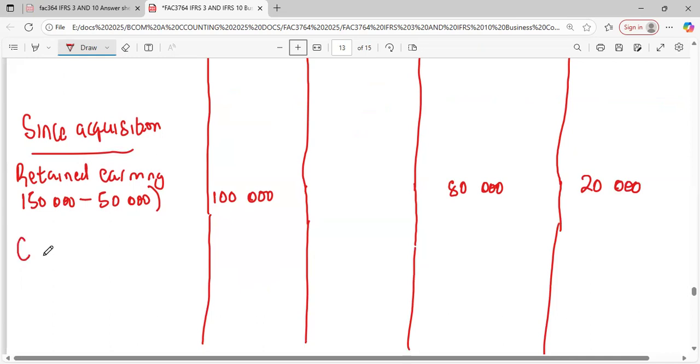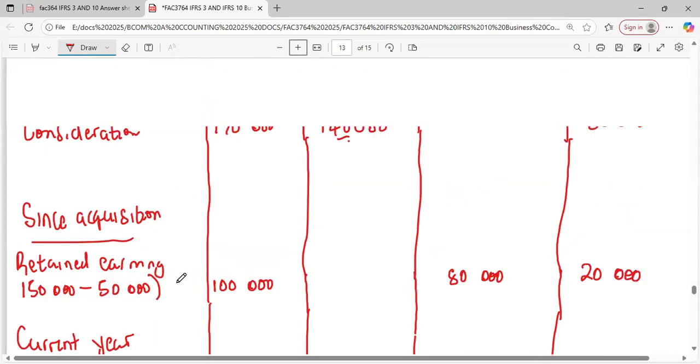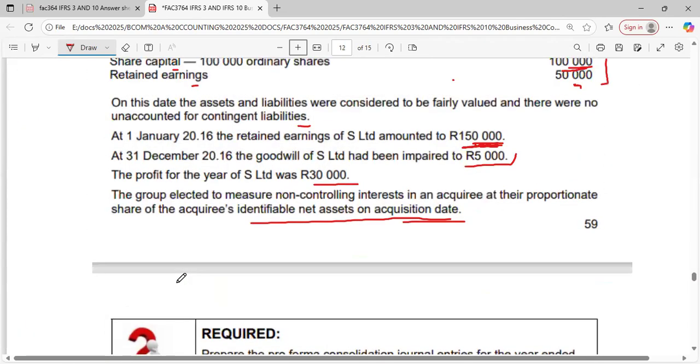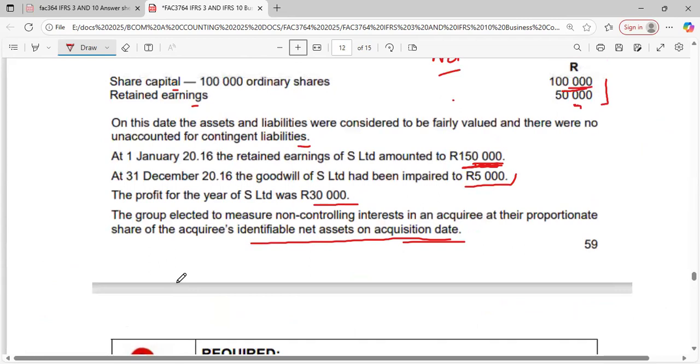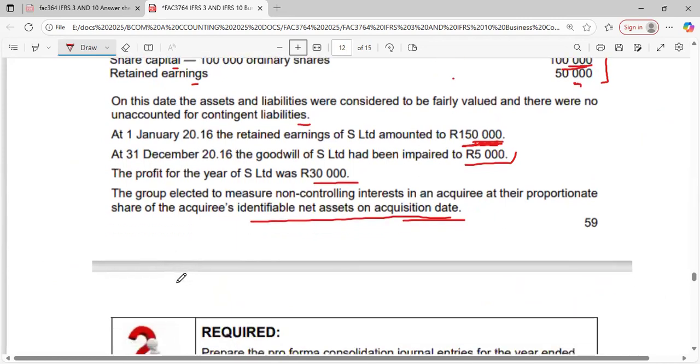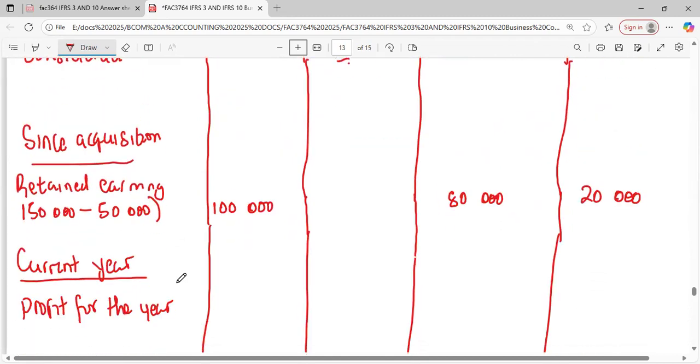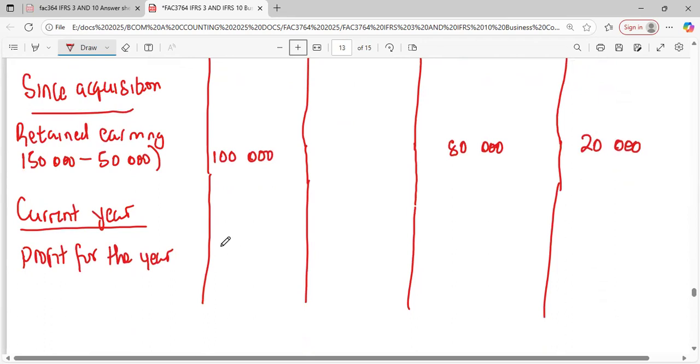Then you look at what happened in the current year. So in the current year, you look for the profit for the year. What was the profit for the year? The profit for the year is 30,000. That's the profit for the year. So you just come here and take your profit for the year.